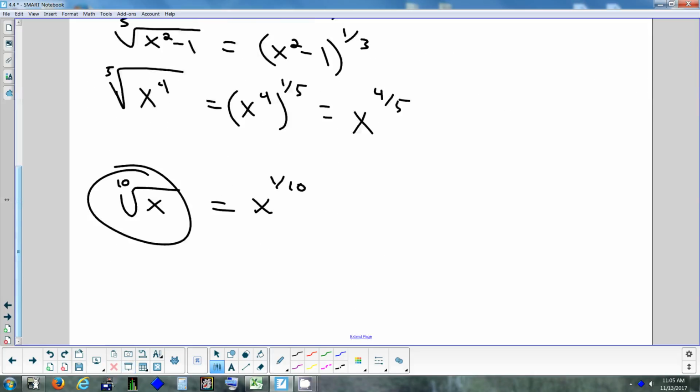And so, if the x had an exponent on itself when it was in a radical, it would just add to the exponent you have on the outside. So if x was to the 4th, it would become 5/10. Yeah, because you'd multiply 4 times 1/10, which is 4/10, and then reduce it to 2/5. Okay, 2/5, because it reduces. Any questions on that?